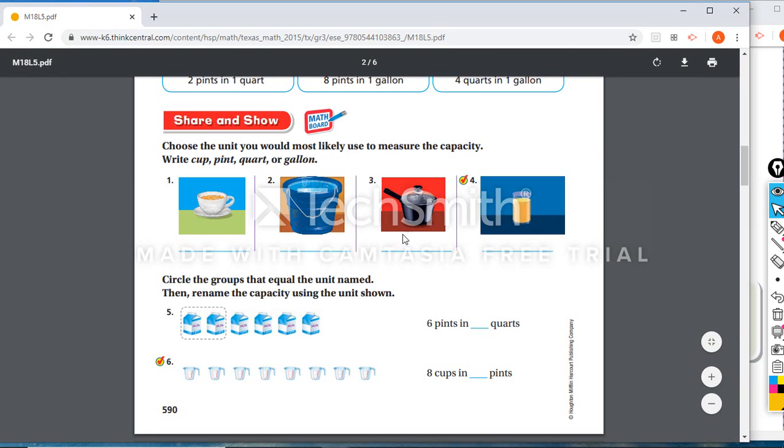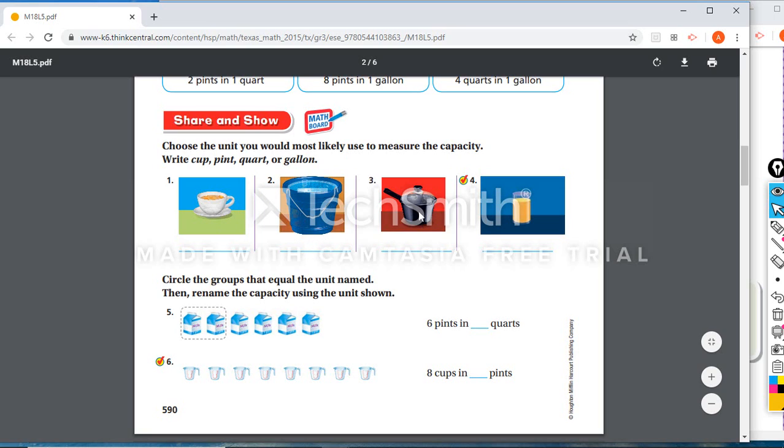And just look at the size. So for the cup, you would use what? If I were to measure this bucket, well, I wouldn't use a cup because I'd have to be pouring several in there. I'd probably go with the gallon here.